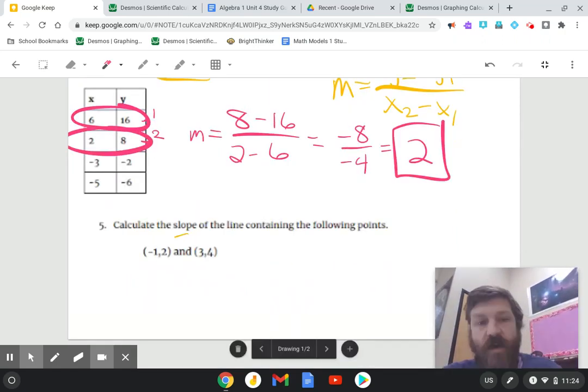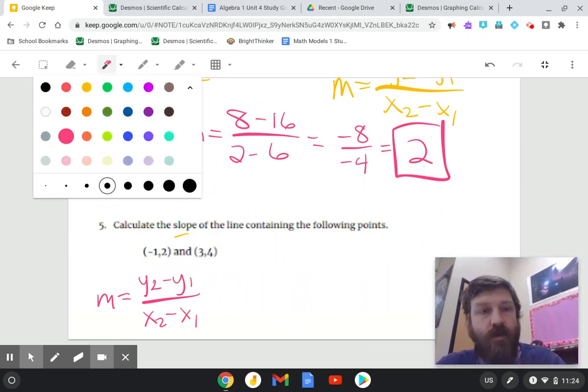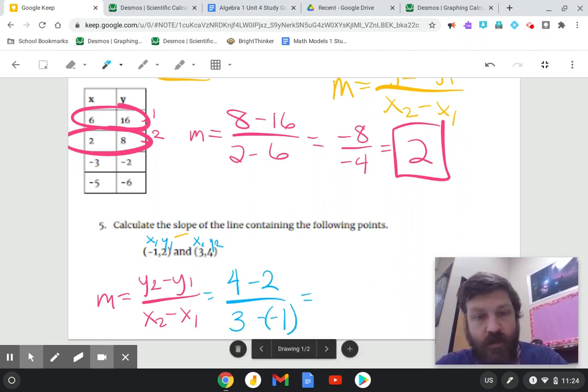More of the same with number 5. We have our equation m equals y2 minus y1 over x2 minus x1. You just need to plug everything in the right way. y2 is going to be this value here. 4 minus 2. 3 minus negative 1. Okay, so be careful about that one. Oops, sorry about that. Messed up there. We're going to need to deal with these double negatives down here in the bottom, but we'll get there. But notice this negative with the 1 comes along.